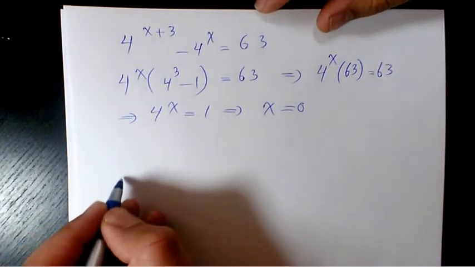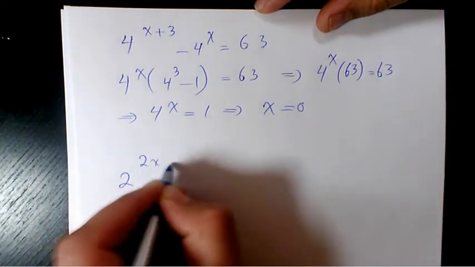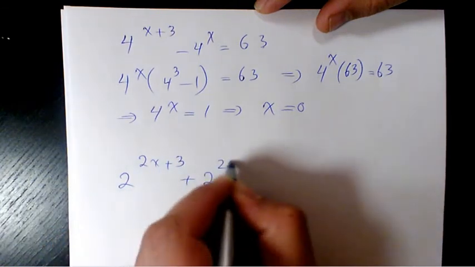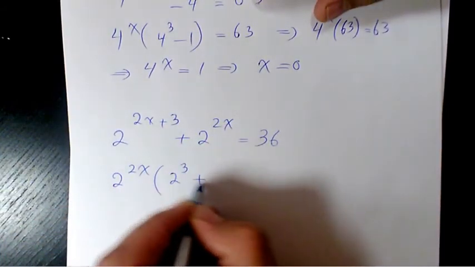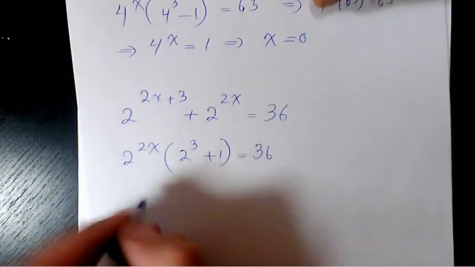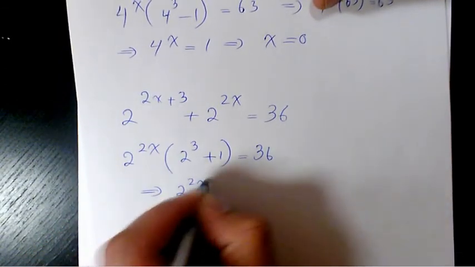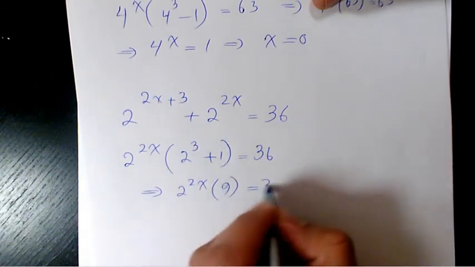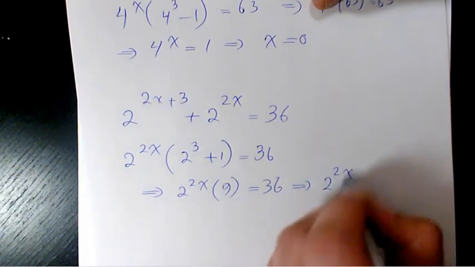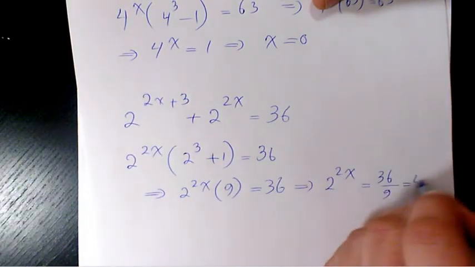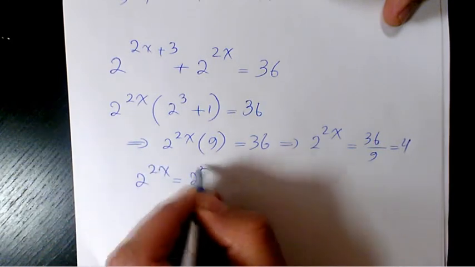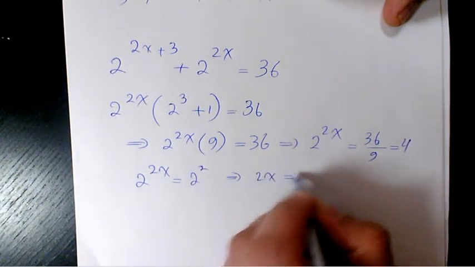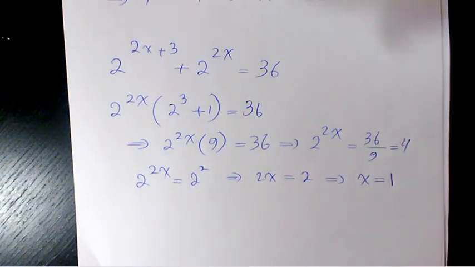Next example is 2^(2x+3) + 2^(2x) = 36. I'm going to factor 2^(2x). I'm going to end up having 2^(2x)(2^3 + 1) = 36, which means 2^(2x) times (8 + 1), which is 9, equals 36. So 2^(2x) = 36 divided by 9, which is equal to 4. So 2^(2x) = 2^2, which means 2x = 2 and x will be equal to 1.